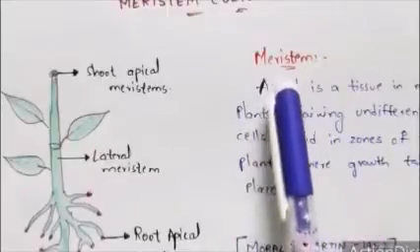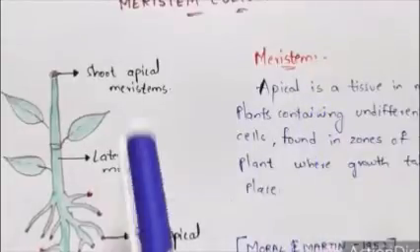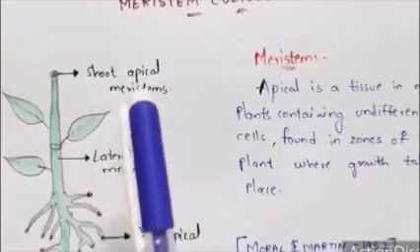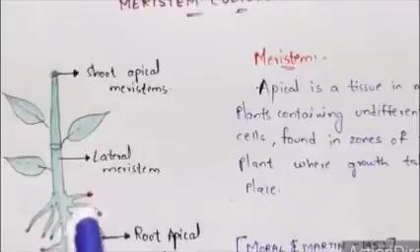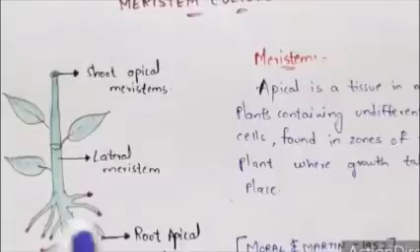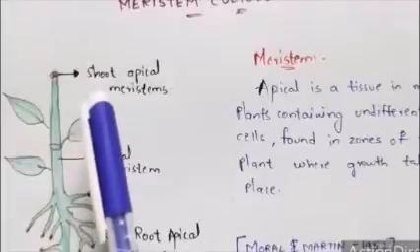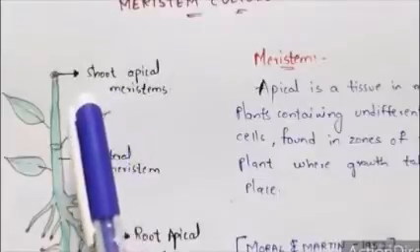For example, the apical meristem is also of two types, because they are present at the root region and also at the shoot region. Root system and shoot system: the root system is what is present below the soil, and the shoot system is the parts present above the soil. Roots are present in the soil, so they are called the root system. The shoots are nothing but the stem, branches, leaves, flowers, fruits. All of this comes under the shoot system, which is present above the soil.